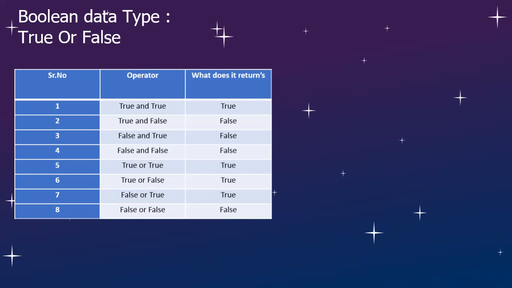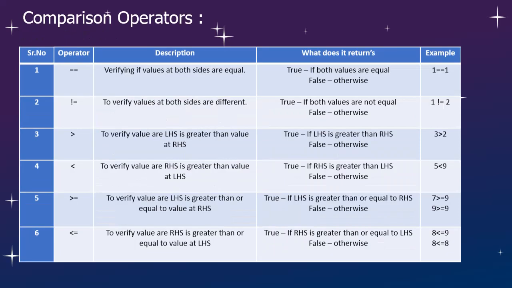Let's learn more about comparison operators. As we learnt about the AND and OR operators, there are different comparison operators as well. There are 6 comparison operators. The first operator is equal to. If you want to verify whether both sides of your expression, the left hand side and the right hand side, are equal, you use the equal to operator. For example, 1 equals 1. So this operator will return true in that case.